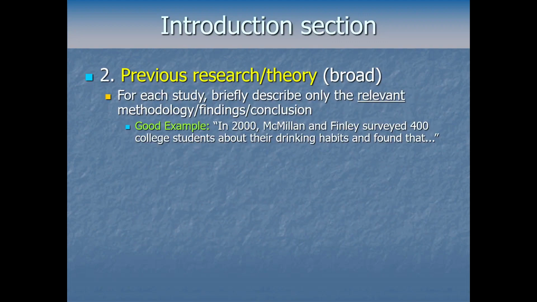Okay, one thing I would suggest, for each study that you bring up here, you may want to briefly describe what they did and what they found. But that means briefly describing only the relevant methodology or findings or conclusions. Like, a good example might mention a few details in the sentence without getting bogged down in irrelevancies. So in 2000, McMillan and Finley surveyed 400 college students about their drinking habits and found that blah, blah, blah.